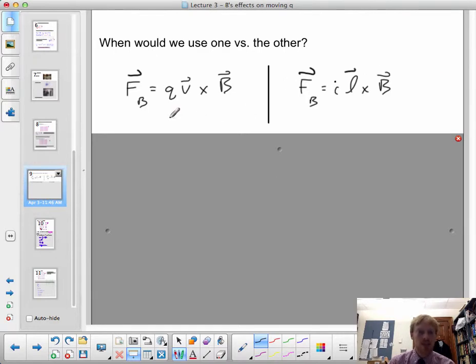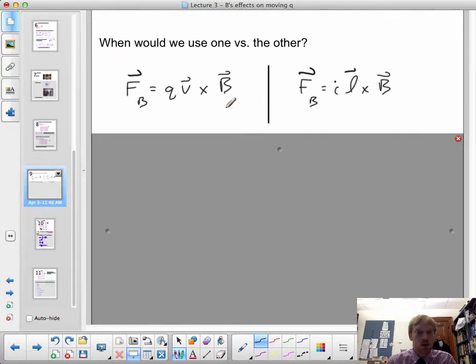Well, this equation says that the force on a charge Q is equal to QV cross B, where V is its velocity and B is the magnetic field that it's within. And this equation over here says that the force on a wire is equal to I, the amount of current in the wire, times L cross B, where B is the magnetic field and L here has a magnitude that's the length of the wire in meters and a direction that is the direction of the conventional current flow.